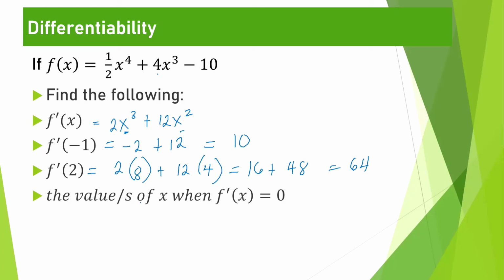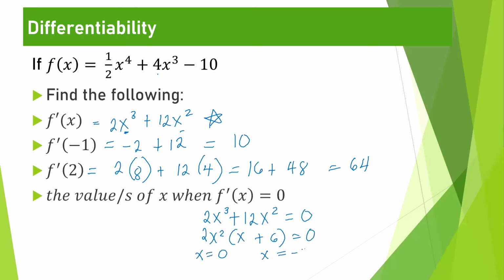Now, for the values of x when f prime of x is 0, we equate this to 0, so that makes it 2x cubed plus 12x squared equals 0. So the common factor will be 2x squared, and then we have x plus 6. So this is 0 if x equals 0 or if x equals negative 6. So these are the two values of x that make our first derivative 0.